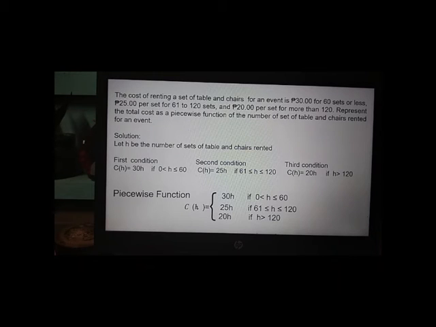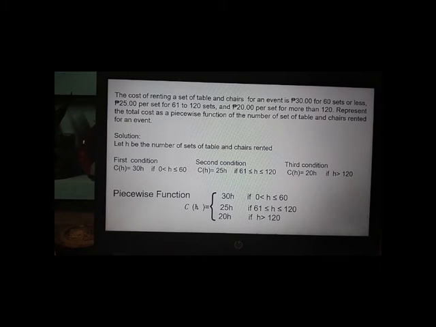30 times H. The second formula is if your H is greater than or equal to 61 but less than or equal to 120, then you are going to use 25H or 25 times H. And the third condition is if your H is greater than 120, so your formula would be 20H or 20 times H. Writing this into a piecewise function, you will have the given below.